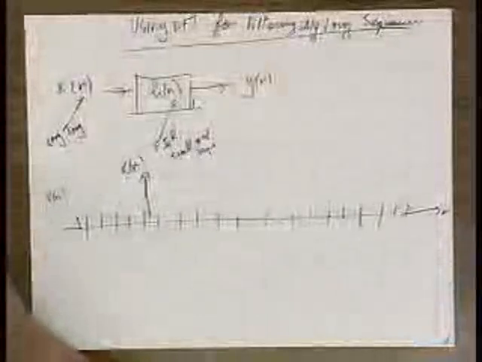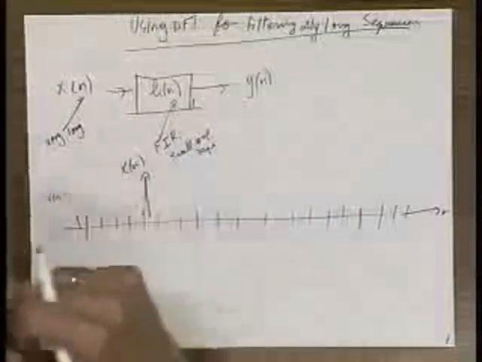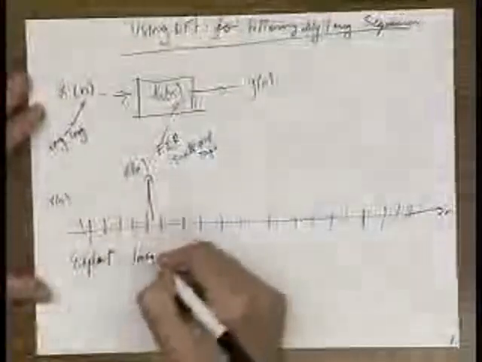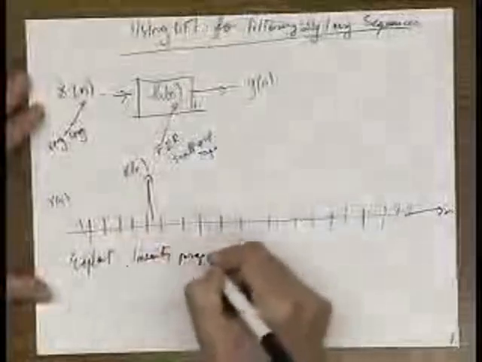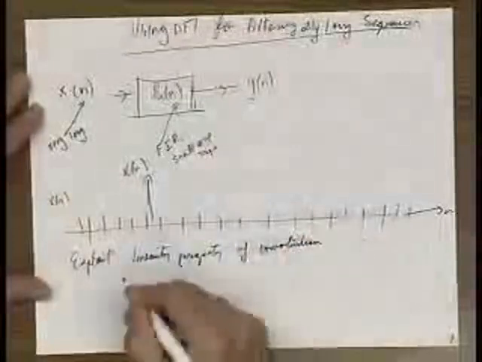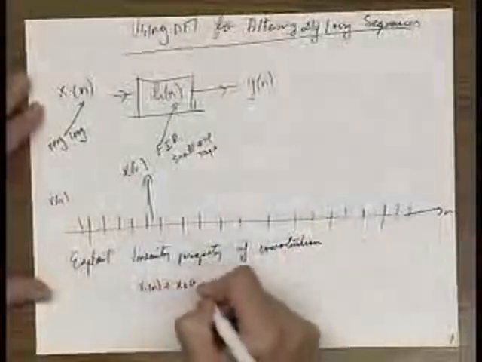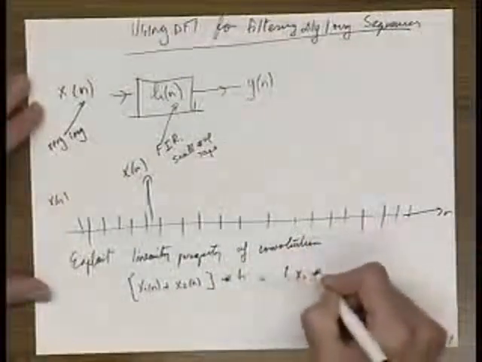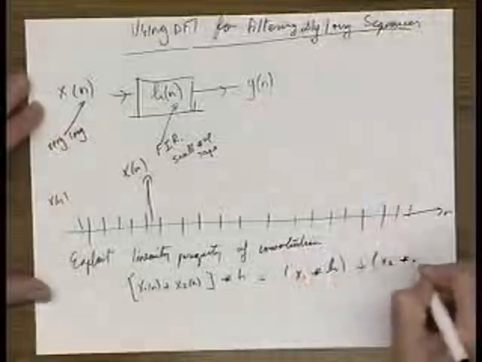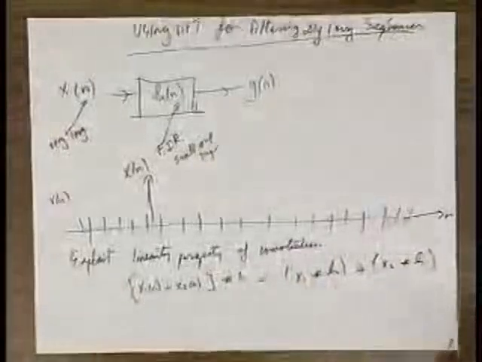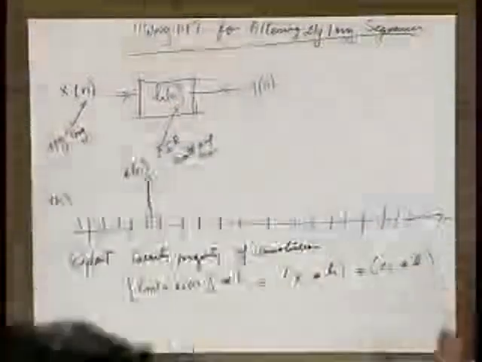So the property that we're going to be exploiting to do that is really the linearity property of convolution. So we're going to exploit the linearity property of convolution in the following sense, that if I have x1 of n plus x2 of n, both convolved with h, it's the same thing as x1 convolved with h plus x2 convolved with h. That's what I mean by linearity property. And here's 2 ways I can exploit this linearity property in order to filter this infinitely long sequence.